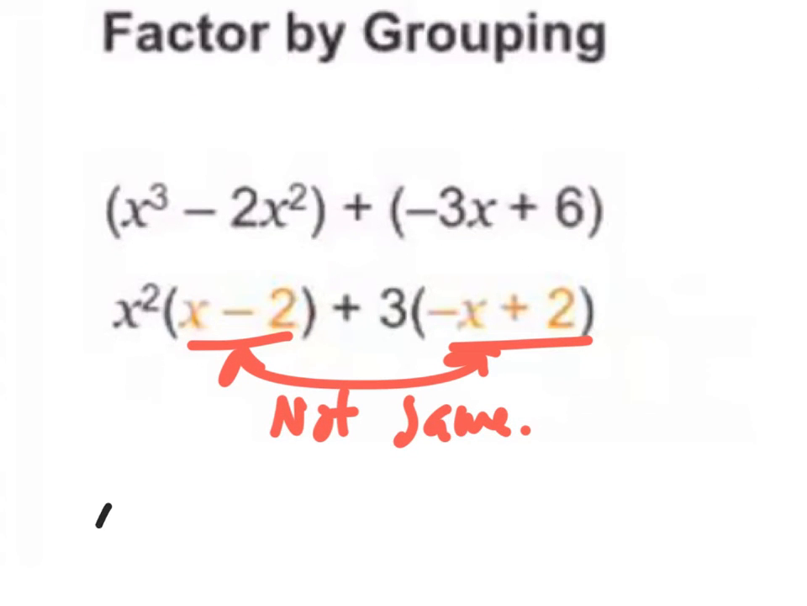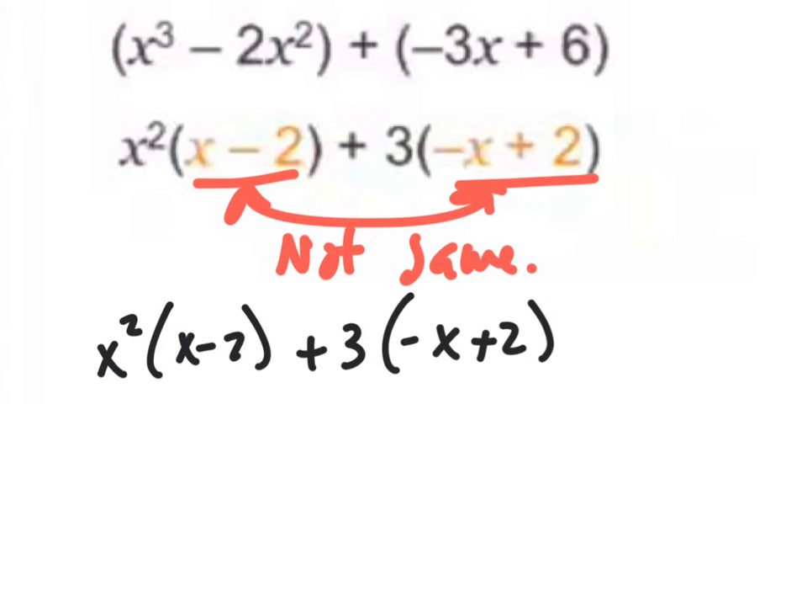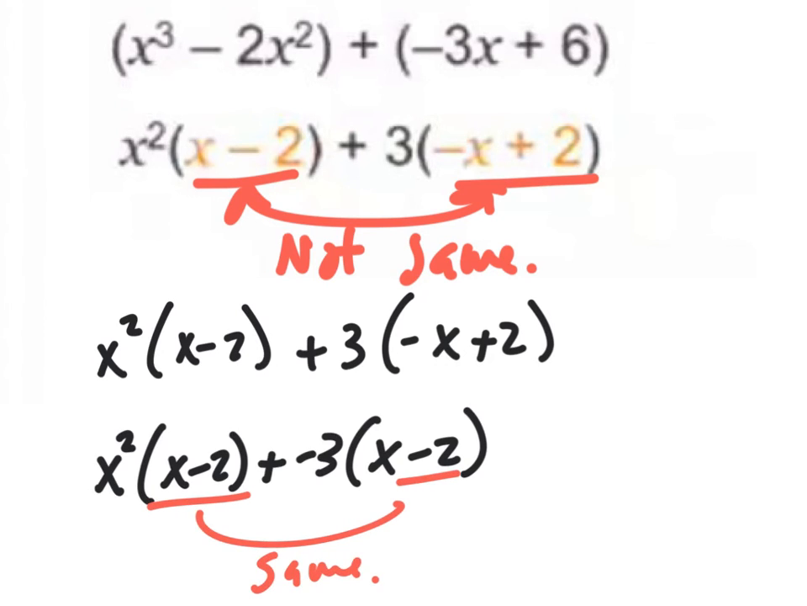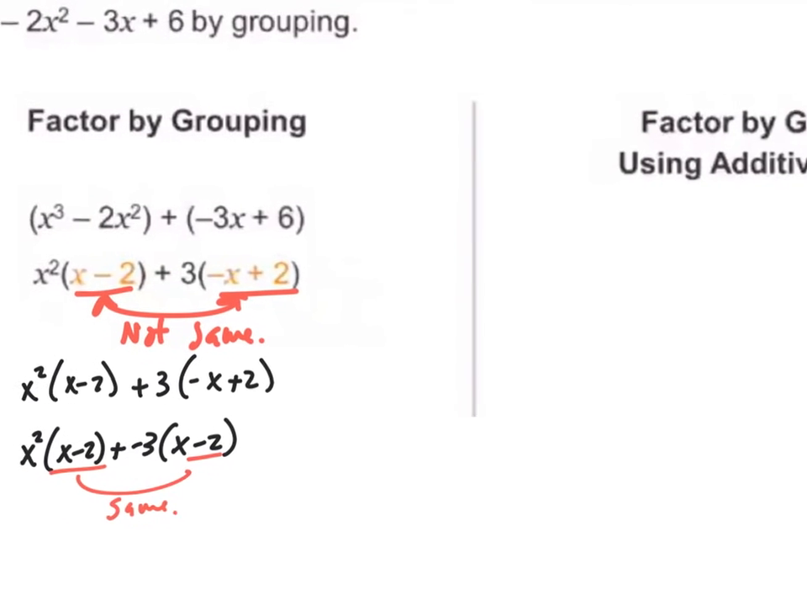So if I rewrite this, you've got x squared times (x minus 2) plus 3 times (negative x plus 2). You could still factor out that negative and say, okay, this is really just x squared times (x minus 2). And then if you factored out another negative, making it positive, or adding a negative 3 to that, that leaves you with just an x and then a minus 2. Okay, and then you have the same thing. So that's the idea behind that. The negatives can kind of screw you up, but let's go ahead.